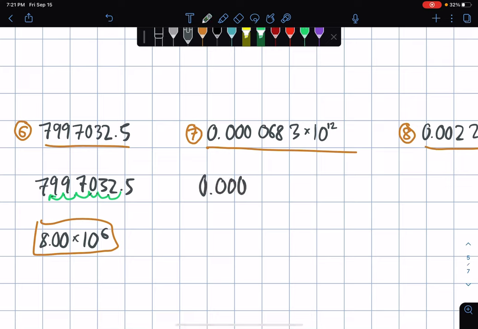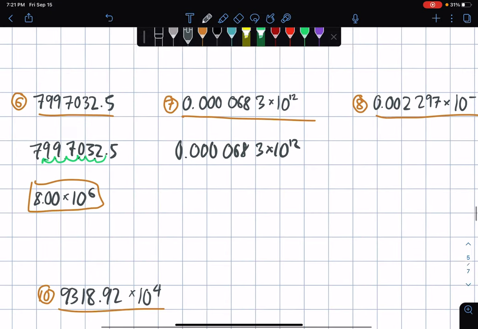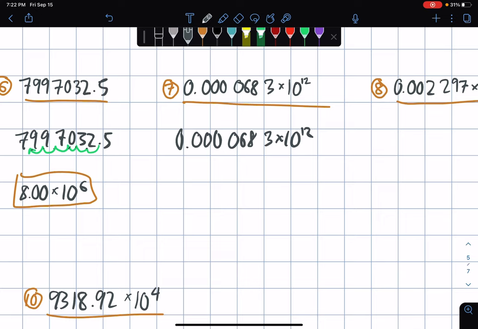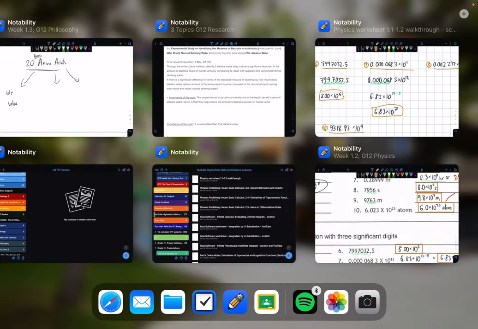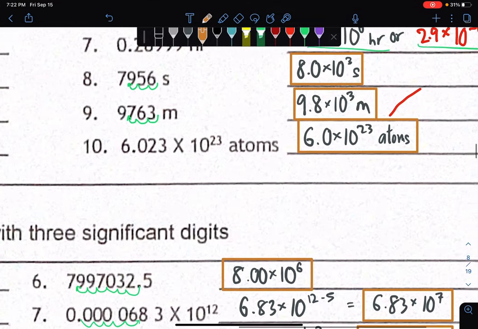Just copy the number again. Yeah, I'll be continuing this. Never mind, I think we still have time. 2, 3, 4, 5. 6.83 times 10 to a negative power. Minus, since we moved how many times? 1, 2, 3, 4, 5. 5 times to the right, that's minus 5. Yep, correct.